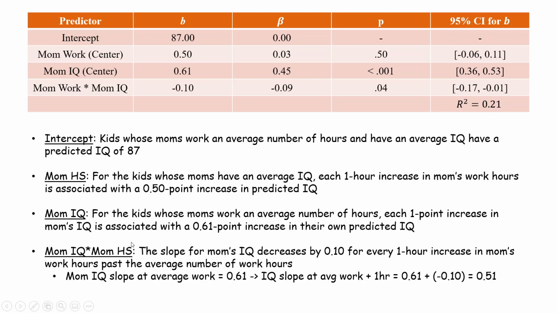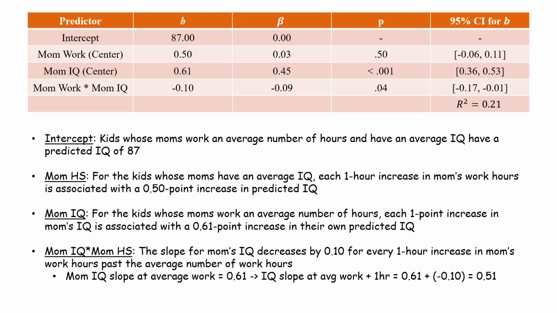And again, this is why I like to center the variables, because it's a little easier to wrap my head around. And then the interaction term tells us the slope for mom's IQ, the slope itself, decreases by 0.1 for every 1 hour increase in mom's work hours past the average, right? And again, it's past the average because the average represents 0. So basically, another way of saying this is the slope for mom's IQ decreases by 0.1 for every 1 hour increase in mom's work hours past a work hour level of 0.